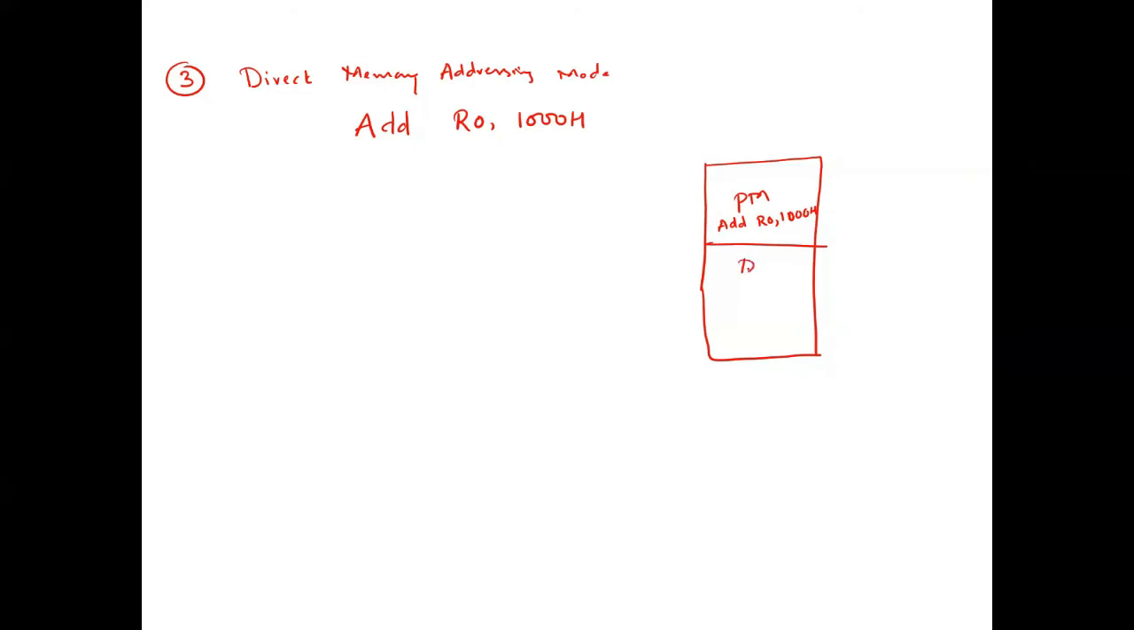And here we have a data memory, and the data memory has memory locations, right? These are the memory locations of the data memory. One of the memory locations, for example, is 1000H, and here we have the content 10. So 10 is a value, and this 1000H is an address.